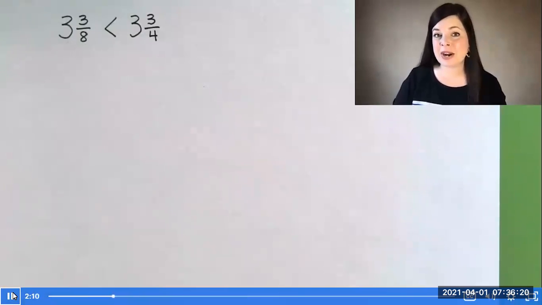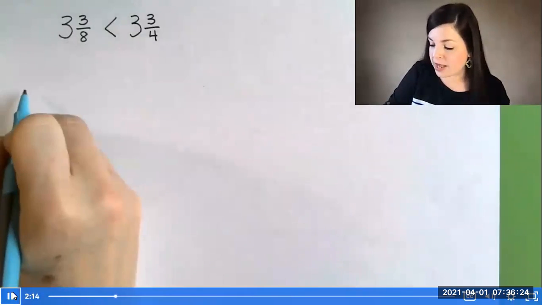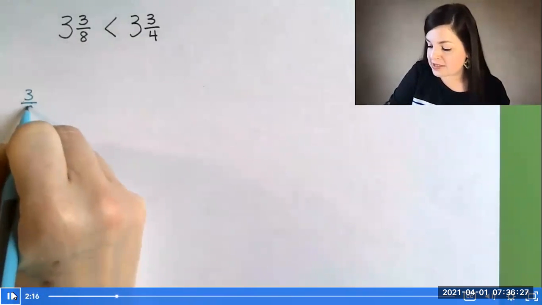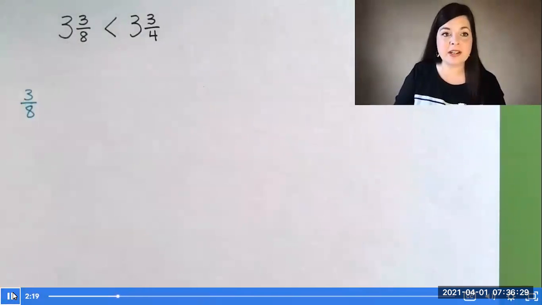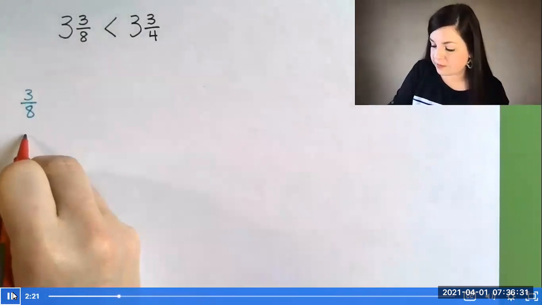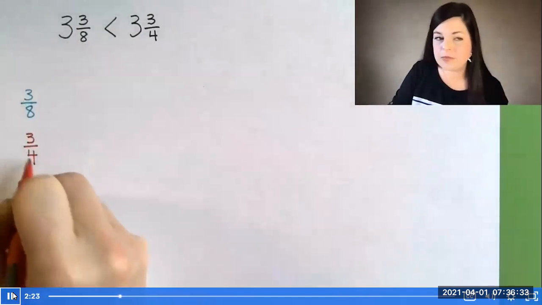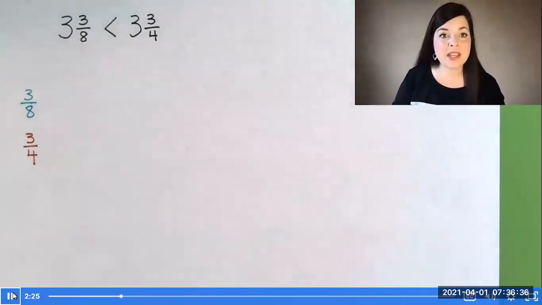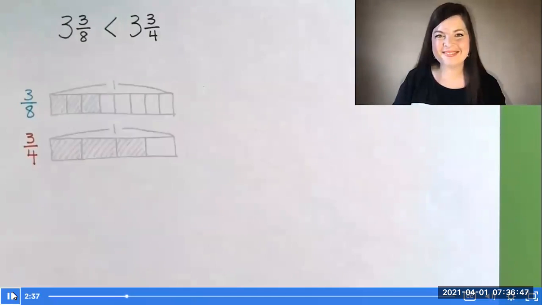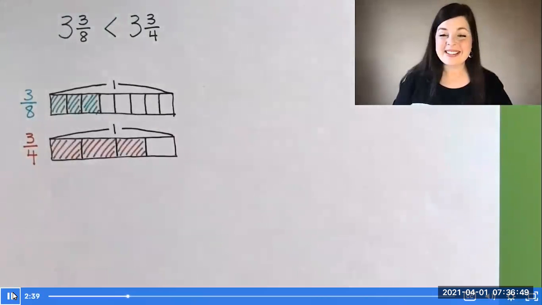Let's use tape diagrams to model this. Pause the video and draw a diagram to model 3/8 and another one to model 3/4. Draw the diagrams one on top of the other and line them up and make them the same size so that we can compare, just like you've done in other comparing lessons. When you're done, come back and we'll continue. Welcome back. Be sure to compare your diagrams to mine and make sure that they match.